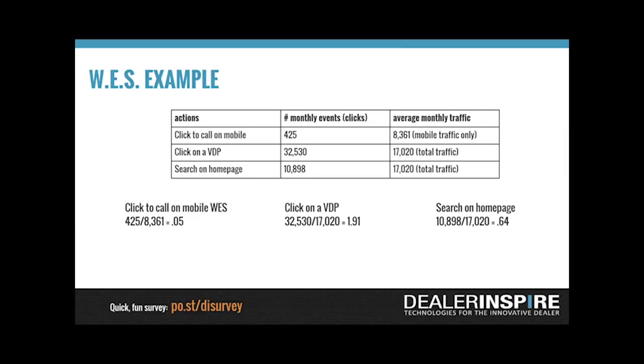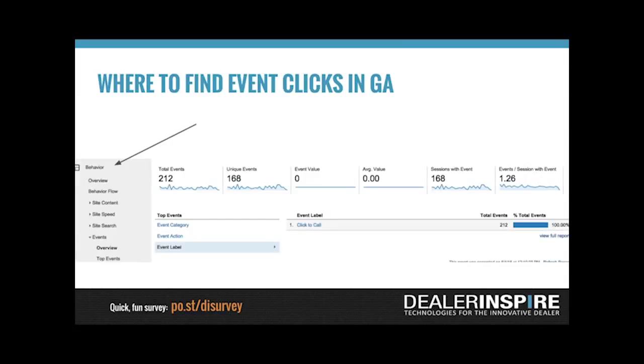You might want to track clicks on a VDP. You may separate your VRPs. We want to know how many clicks you get on new versus used. Different search functions that you have on your site, whether it be on your home page or within internal pages on the VRPs. And then, of course, the big ones on mobile right now, the click to call or click directions. So obviously, people can add to this once they evaluate the goals of their specific sites.